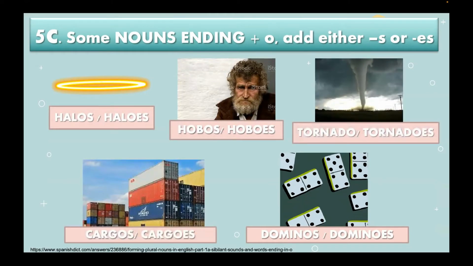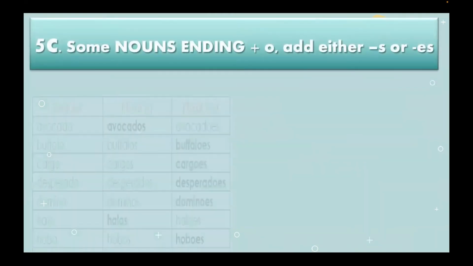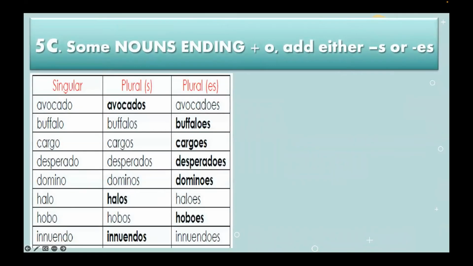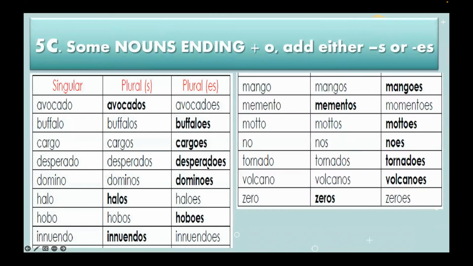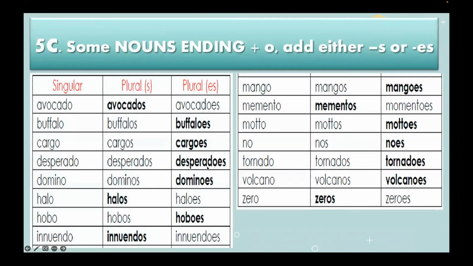Let's look at some other words that you can either add S or ES. So we have the word desperados. We also have the words innuendos, mementos, moros, nos, and zeros. So again, when you see these words, you can form their plural form by adding S or ES. Now, these are some other special nouns.